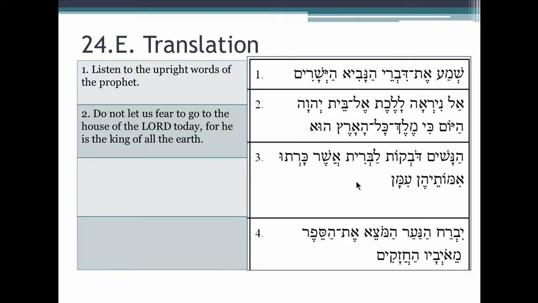Number 3, hanashim, so the women. Then we have dovakot. It's from davak. We have an o vowel with the ot ending. This is a sure feminine plural participle. It's not definite because it doesn't have an article. So we wouldn't translate the women who are clinging, just the women clinging.